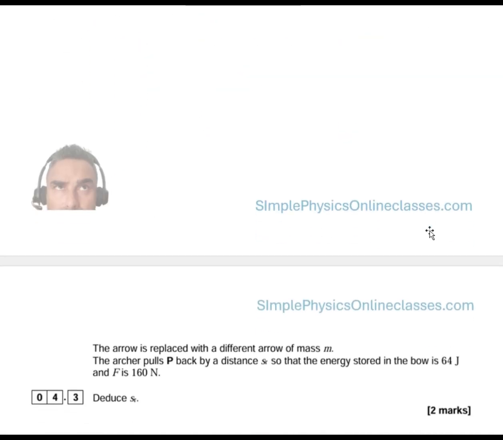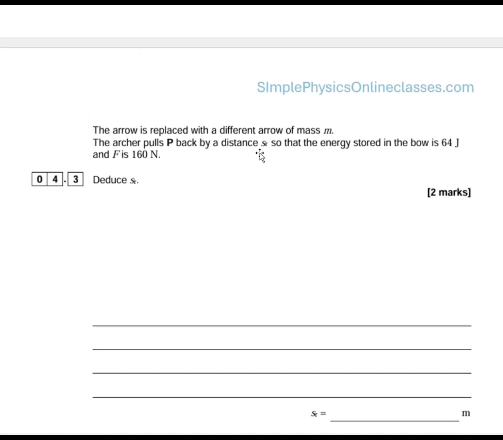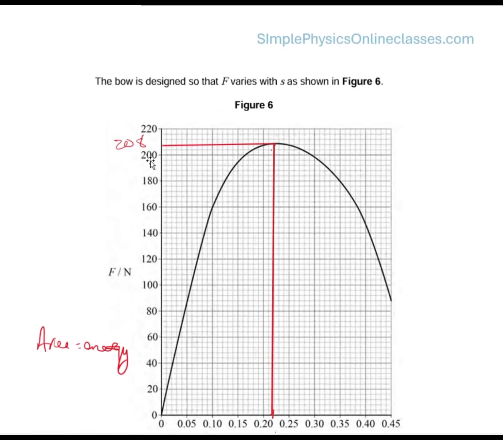Okay, let's move on to the next bit. I think this is a bit you're stuck on. The arrow is replaced with a different arrow of mass m. The archer pulls B back by a distance S_R so that the energy stored in the bow is 64 joules and F is 160. So basically they're telling you to find 160 and go across.